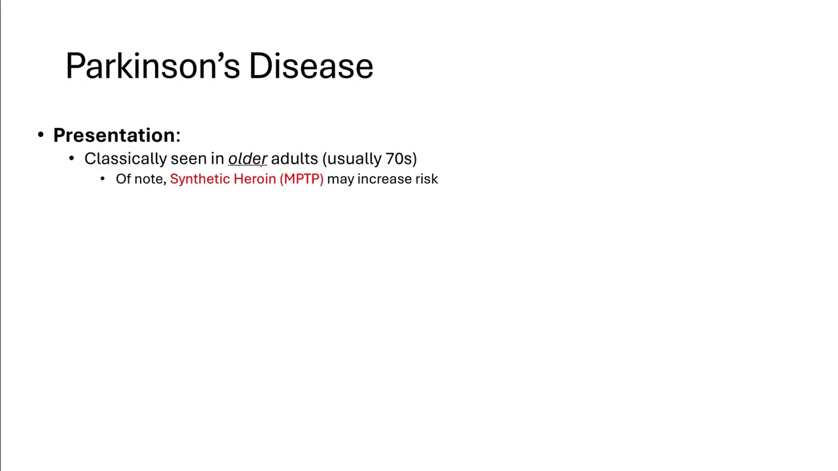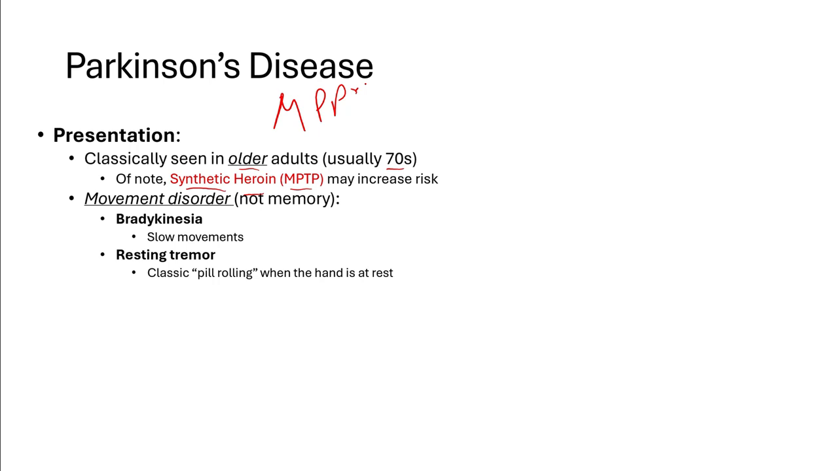Now, the presentation of Parkinson's disease is classically seen in older individuals, typically around 70 to 79 years of age. Please note that there is an increased risk with the use of synthetic heroin, specifically MPTP. The reason is that MPTP is metabolized to MPP+, which can actually destroy the substantia nigra and cause Parkinsonian-like symptoms.